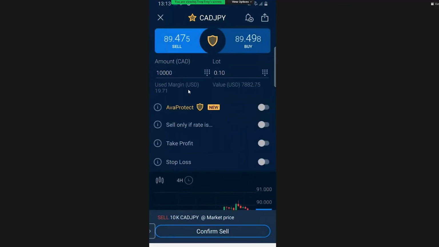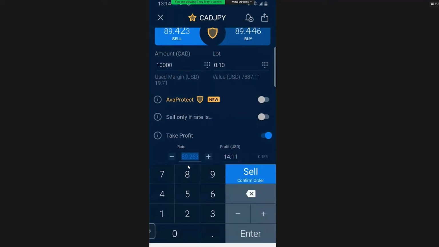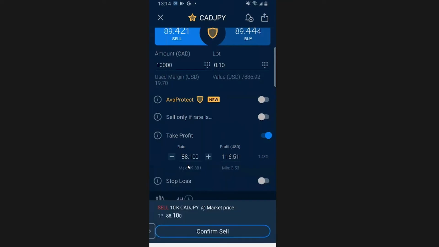So we take a look, we can use AvaProtect, and we'll talk about that in a moment. And before I sell, I'm going to program a take profit and stop loss. So we saw the signal suggesting down around 88.00 as a take profit because there's a support level down there. So we can say 88 and change, 88.10, 10 pips above the support level. Okay, my potential profit, 117. See how it calculated my potential profit for me. Now my stop loss.